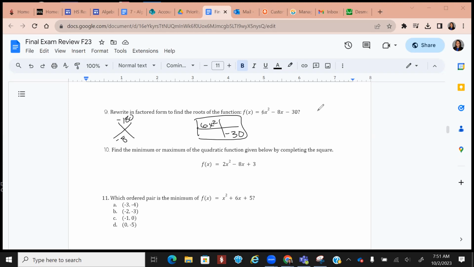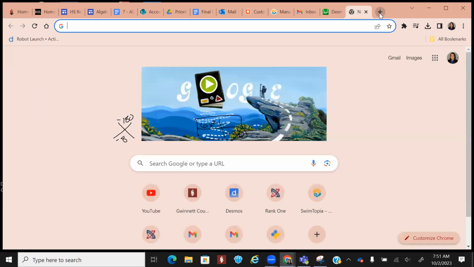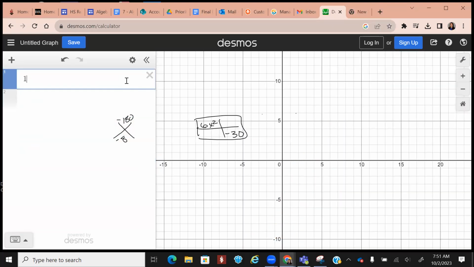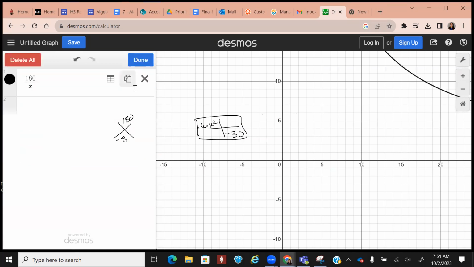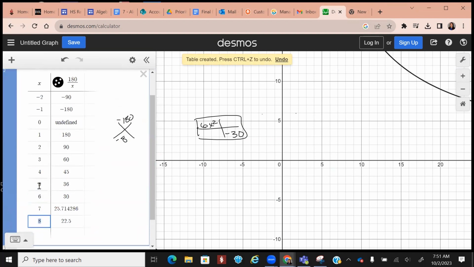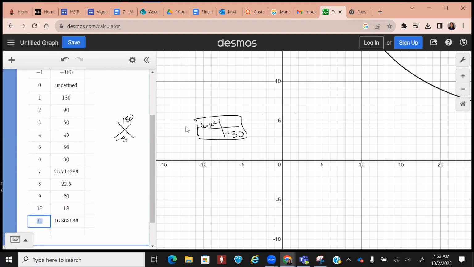B is -8. Now, I don't know those factors off the top of my head. So if I go into Desmos and I type 180 divided by X, and I look at the table, well, I can see that I have 10 and 18 that I could add together to get -8, right? So that would be -18 and 10. So I'm gonna plug those in. And then I'm gonna say what times what would give me this.